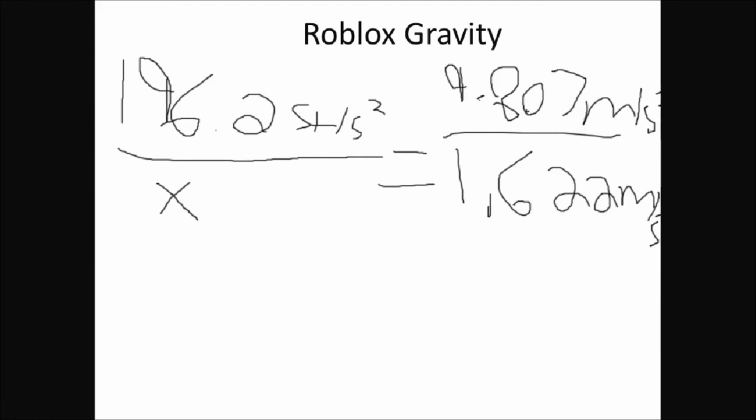I don't know if you guys have ever seen an equation like this. You probably have if you're at least in pre-algebra in school, which I think is like seventh or eighth grade. And then all we're going to do is cross multiply. So we're going to times the x times the Earth's gravity. So you get 9.807x is equal to 318.2364.